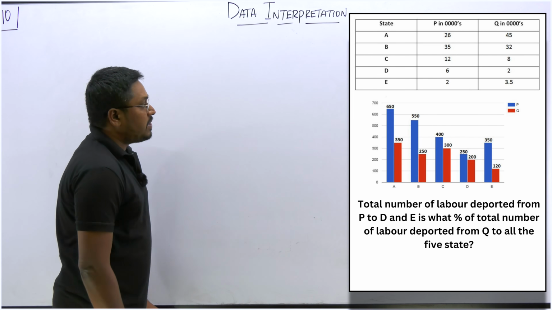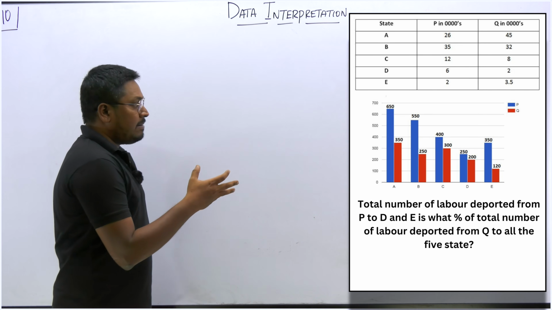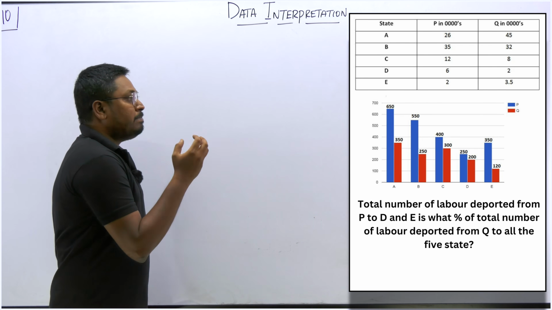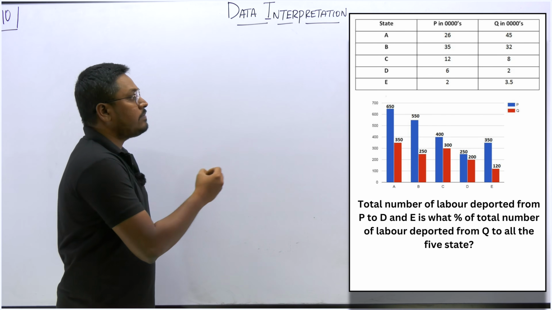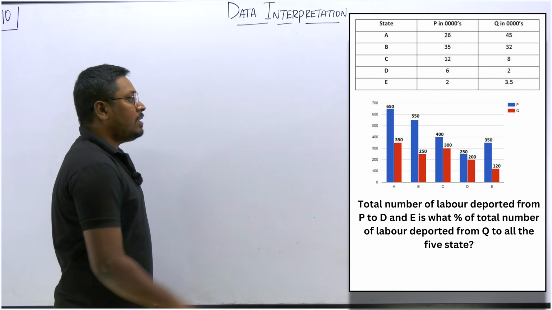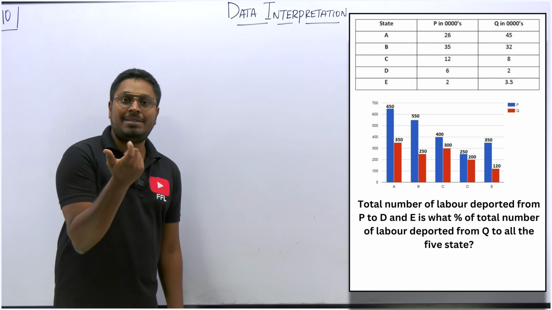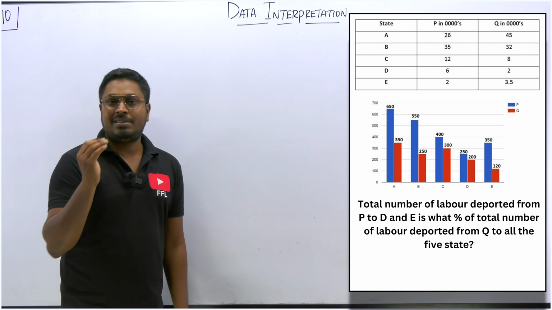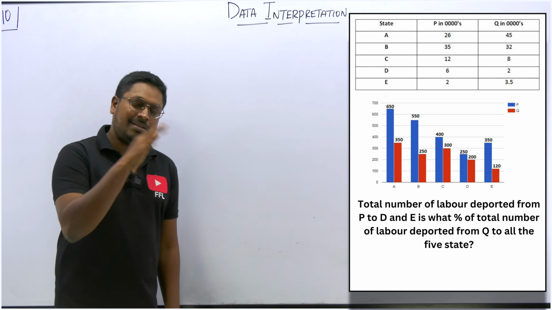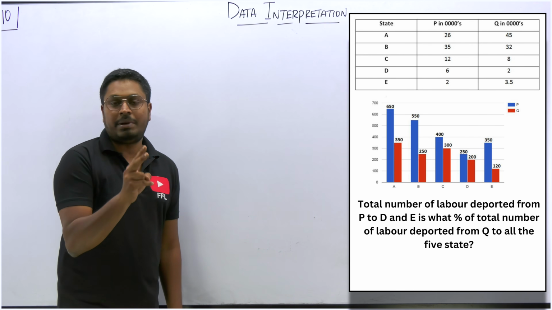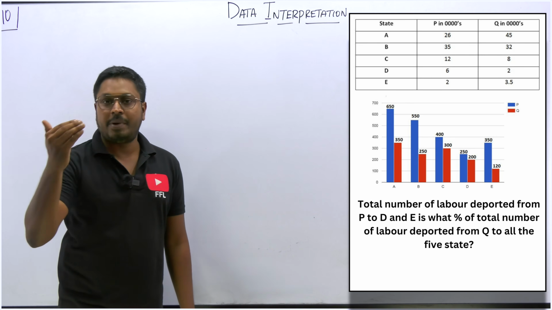So here is the 4th question. The total number of labors departed from P to D and E is what percentage of the total number of labors departed from Q to all the 5 states? Our target is a percentage. The phrase is X is what percentage of Y. In the second question we saw X is what percentage more or less than Y. There are 2 major formulas. So here, just what percentage, which means X divided by Y into 100.